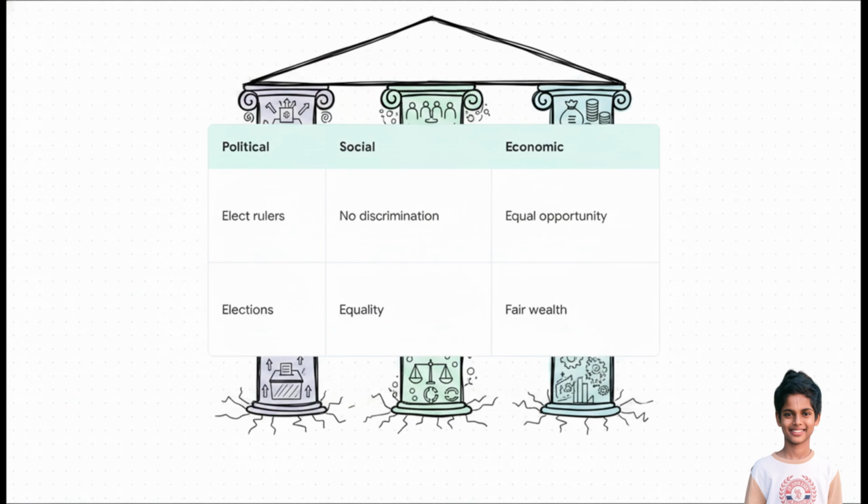Political democracy gives us the power to elect rulers. Social democracy makes sure we're free from discrimination. And economic democracy guarantees equal opportunities and fair wages. Think of it like a three-legged stool. If just one of those legs snaps, the whole thing comes crashing down.